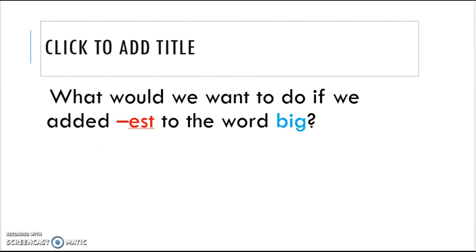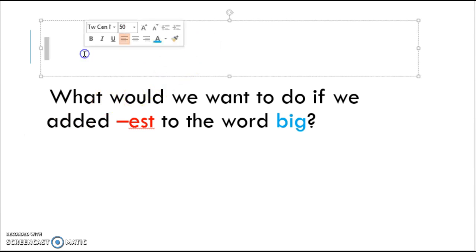Don't forget, when you are adding ER and EST, you must pick one of the three rules to do to the base word since they are vowel suffixes. What would we want to do if we added EST to the word big? Think about it. Would we want to use 1-1-1 doubling, E-drop, or would we want to use do nothing and just add on the suffix? Think about it.